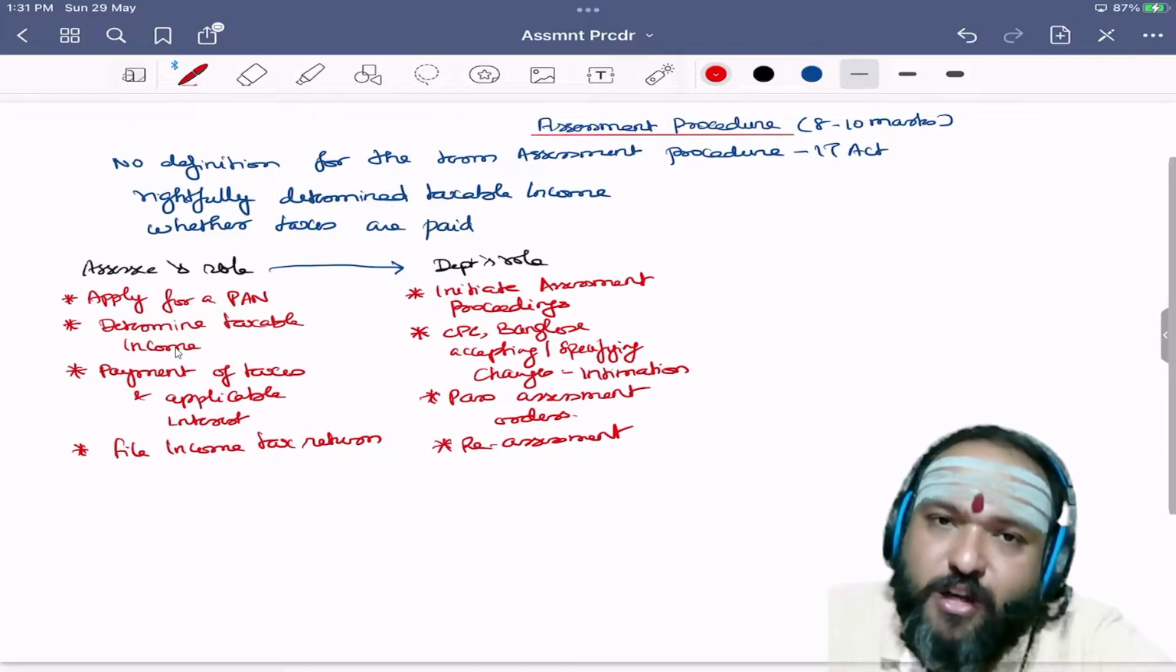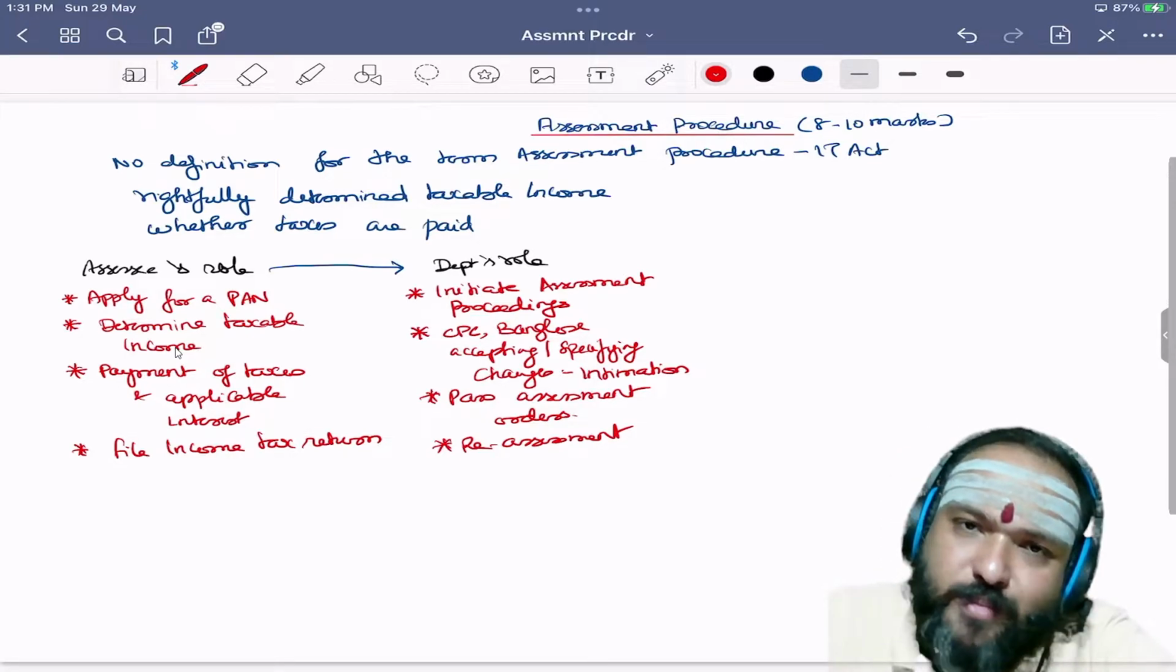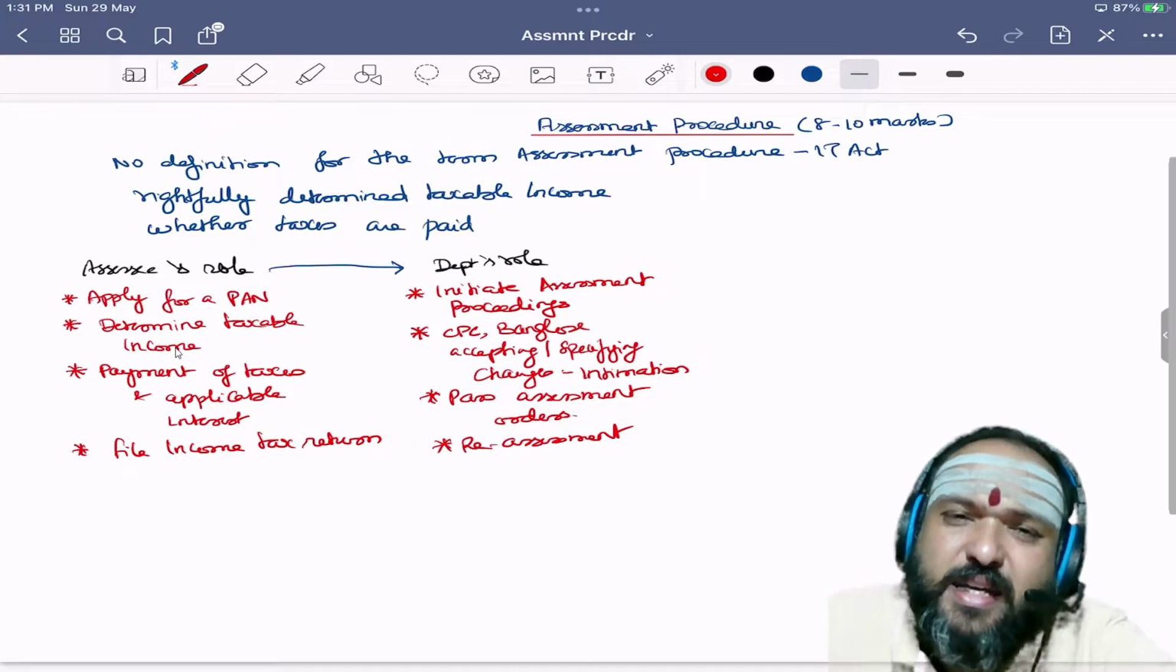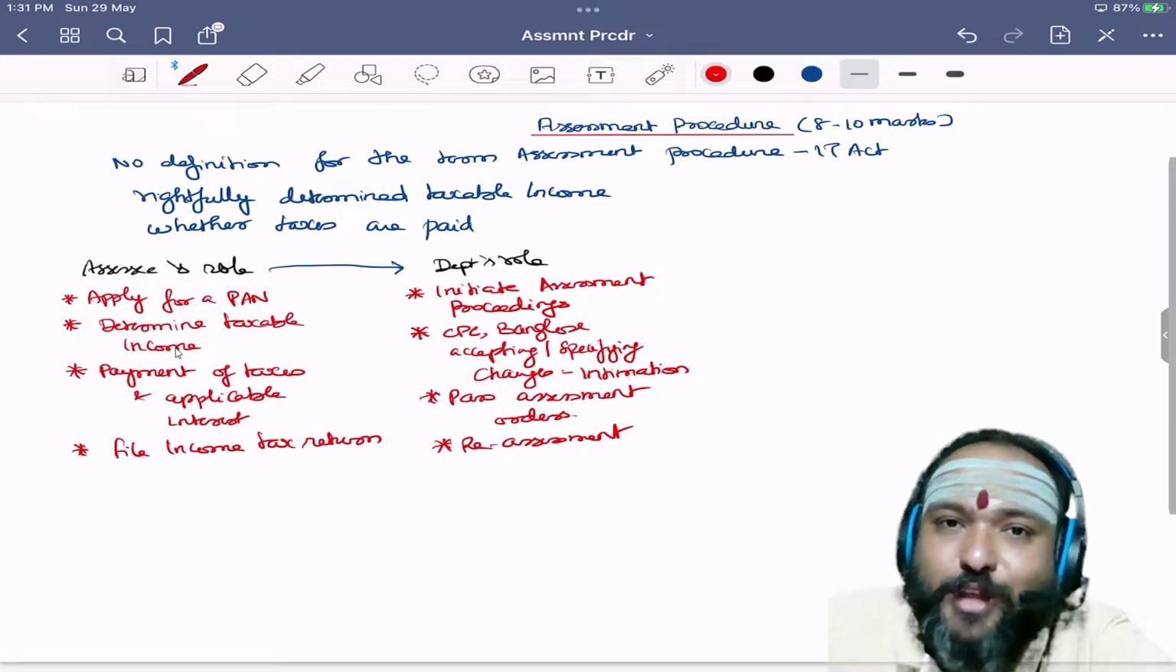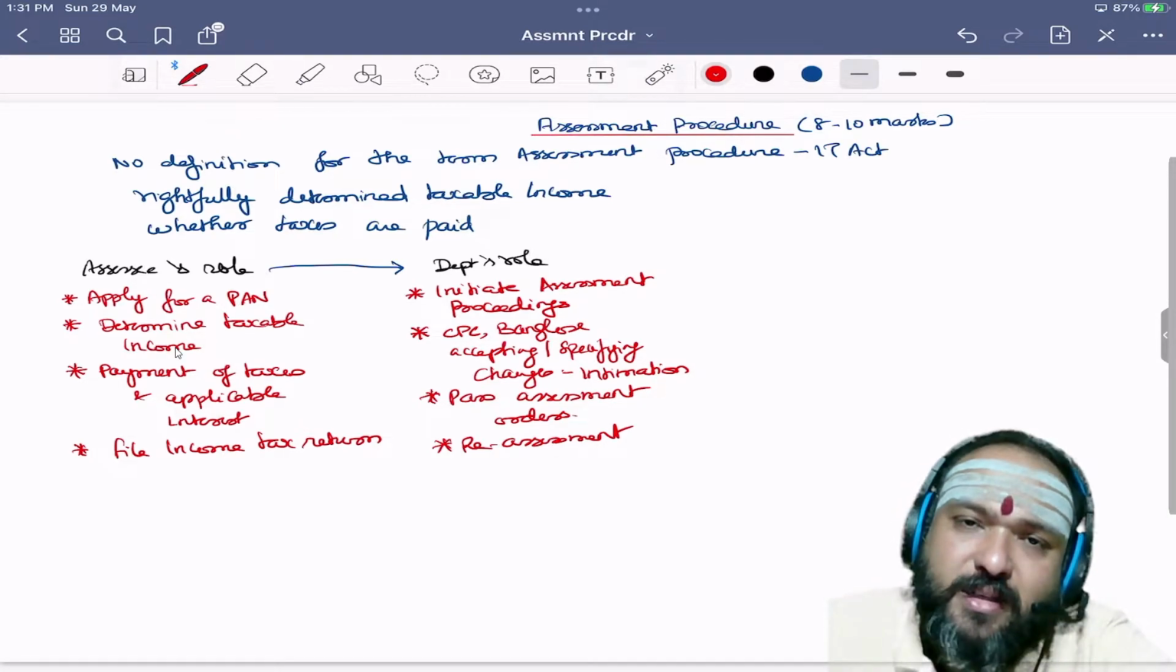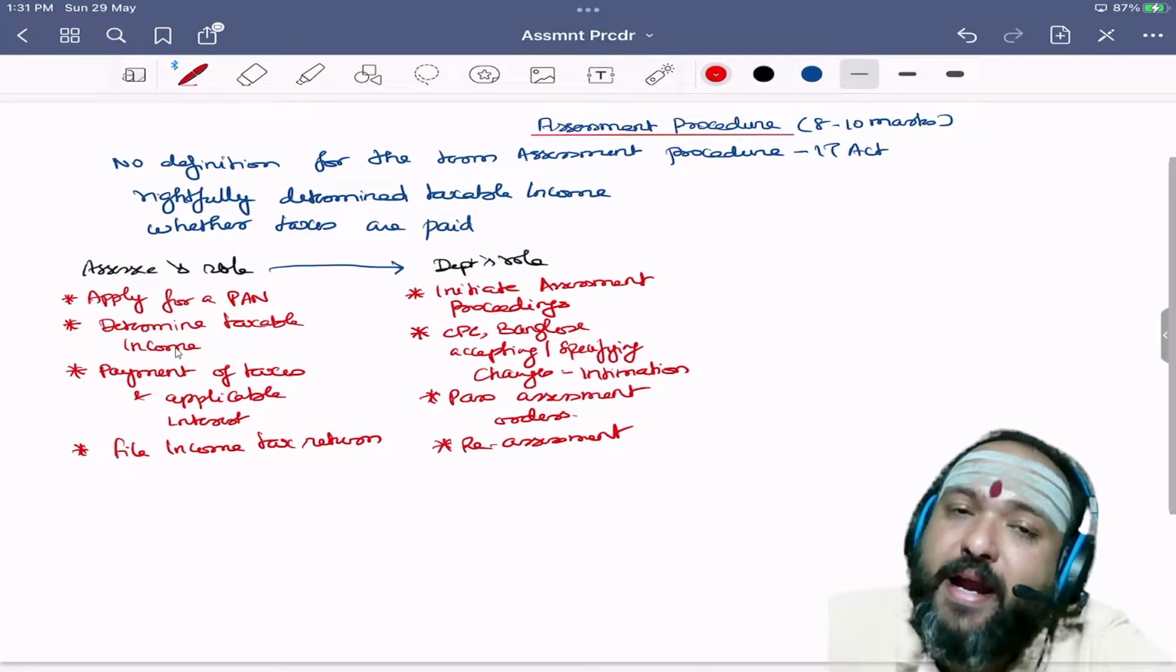Sometimes the Commissioner of Income Tax, or the Principal Commissioner of Income Tax, or the Chief Commissioner, finds out that there are some mistakes that are apparent from the order passed by the assessing officer, then they can go ahead and revise.